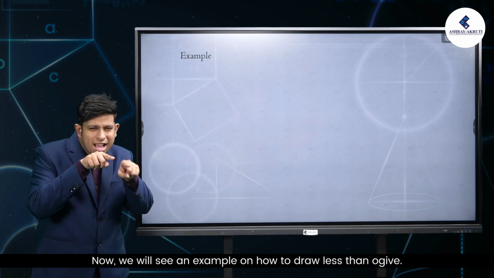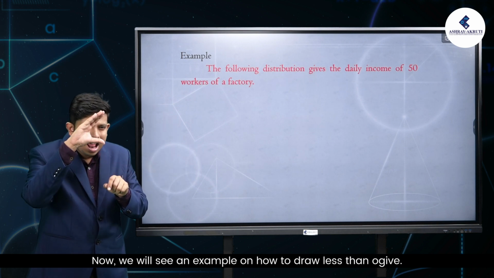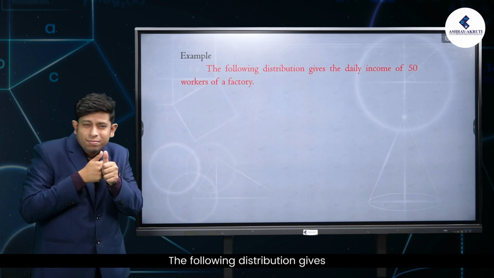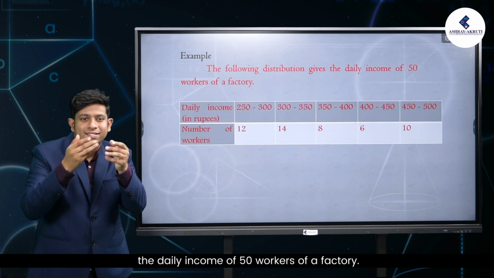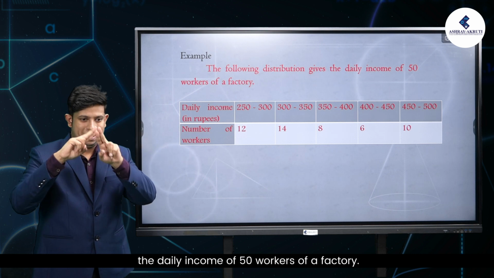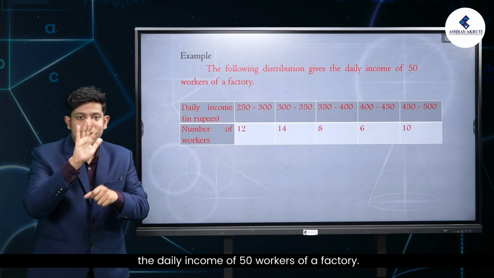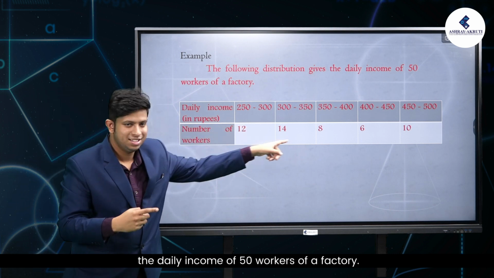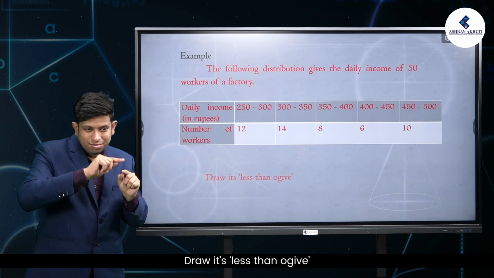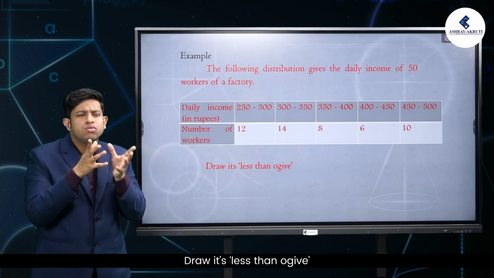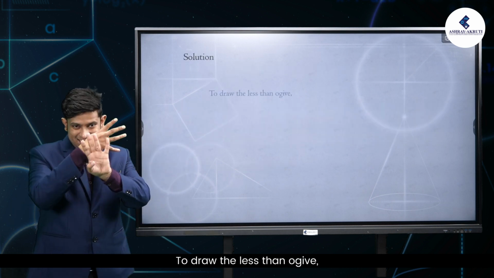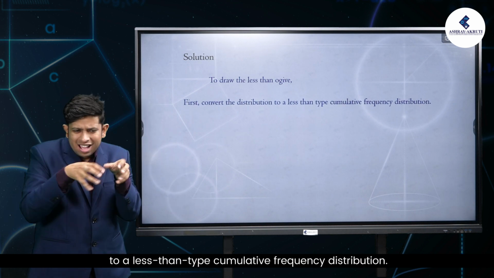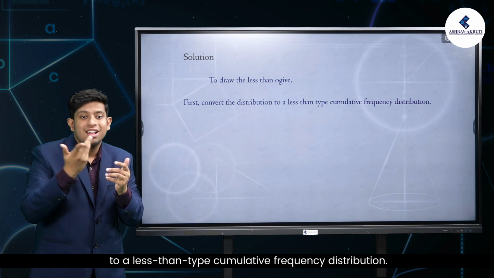Now we will see an example on how to draw less than ogive. The following distribution gives the daily income of 50 workers of a factory. Draw its less than ogive. Solution: to draw the less than ogive, first convert the distribution to a less than type cumulative frequency distribution.